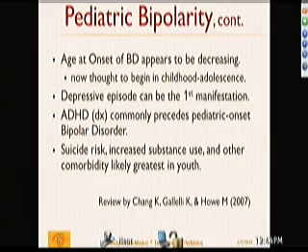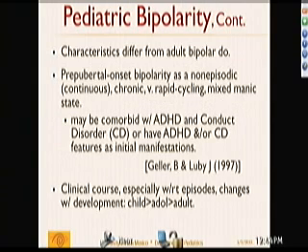Now, there are some interesting findings about how ADHD does present initially and changes with age. Mood features of depression can be the first manifestation. And often, these youth are diagnosed with ADHD before they're diagnosed with bipolar disorder.